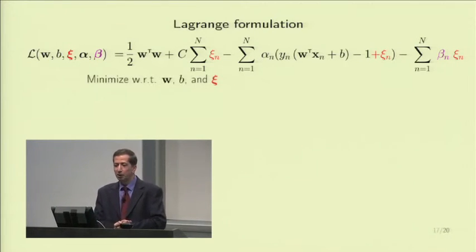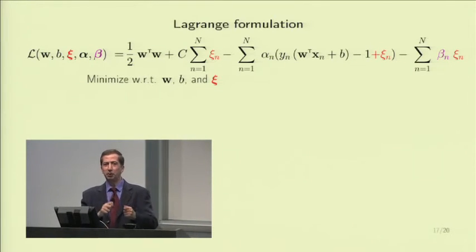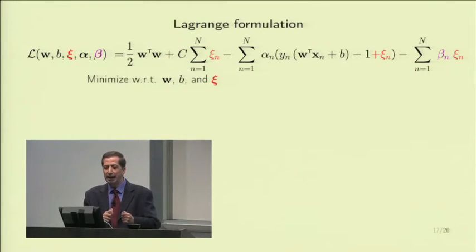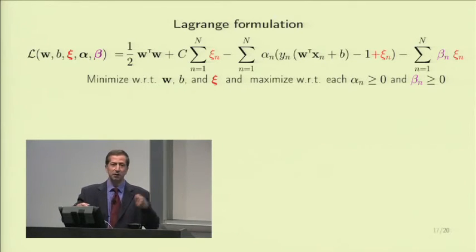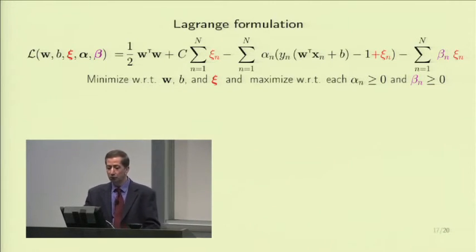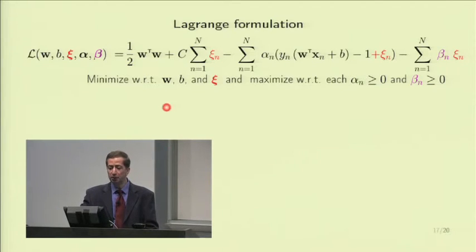So we are going to minimize this with respect to W and B, which we used to do, and with respect to psi, which is our new one. And then we are going to maximize with respect to the Lagrange multipliers, the alphas, which we used to have, and the betas are the new guys in town. So let's do the first one. Let's do the minimization with respect to W, which we did before.